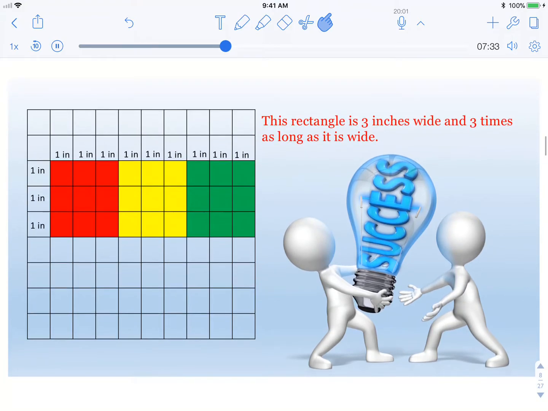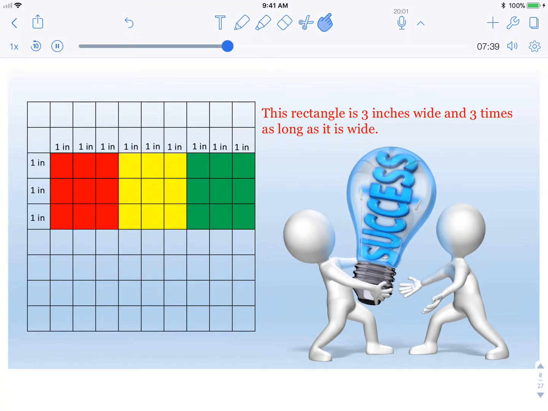Okay, so this rectangle is 3 inches wide and 3 times as long as it is wide. So we have the width is 3. 3 times as long as it is wide would be 9 across, because 3 times 3 is 9.